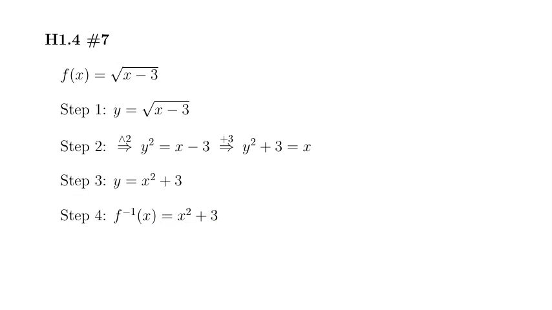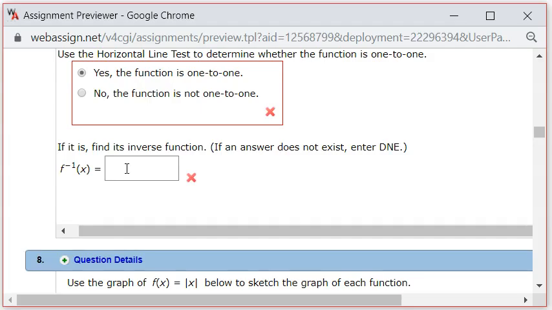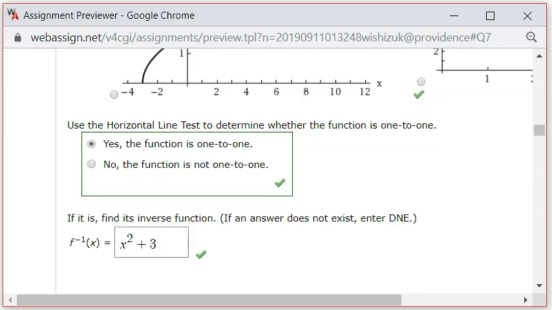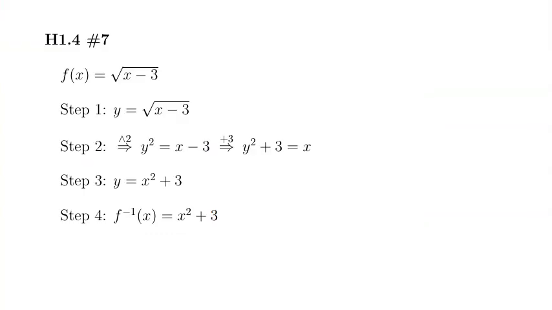Let's type this in: x squared plus 3. Let's check the answer. I came back and it looks like we got this one correctly. That's it. I hope that this was clear.